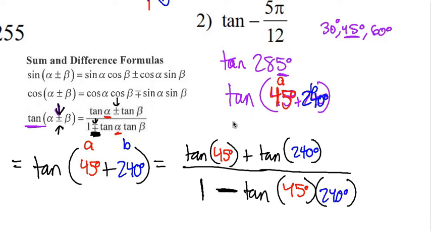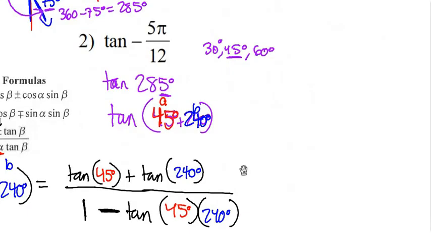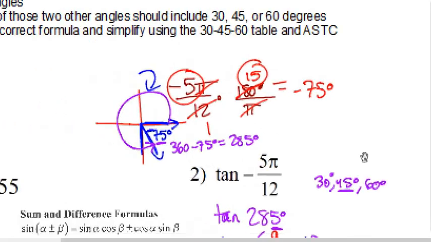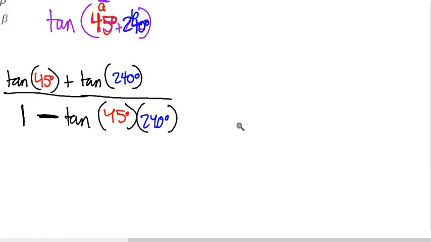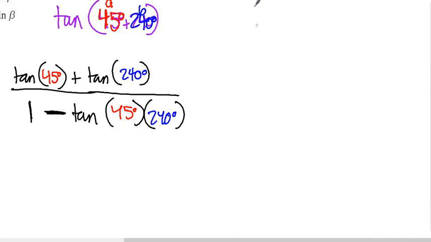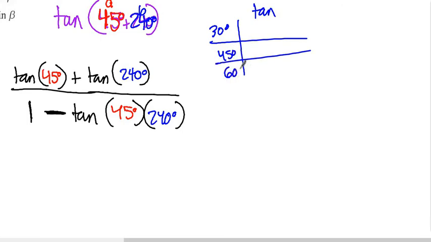So now what we need to do is just solve it using this table and using All Students Take Calculus. The table is, where is it? Well, I erased it, but we'll redraw it as needed. So here's the column for tangent: 30, then 45, and then 60. The tangent of 30 is root 3 over 3, this is 1, this is root 3. So let's expand this out. The tangent of 45 is equal to positive 1.